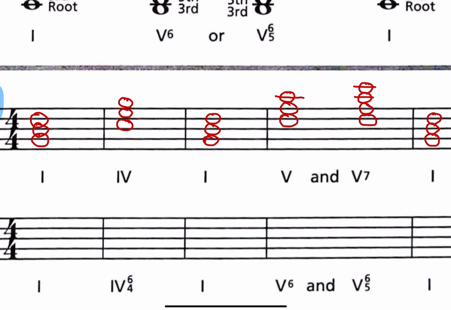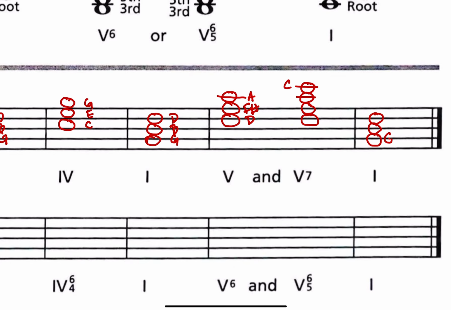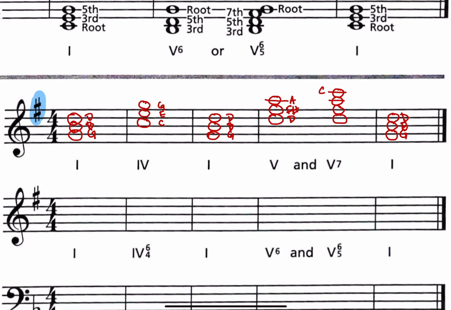Okay, so our notes here are G, B, D, C, E, G, G, B, D, D, F sharp, A, with a C on the top if it's a 5/7 chord, and G, B, D. The reason that I'm writing in note names is so that we can quickly and easily find the notes that these have in common.